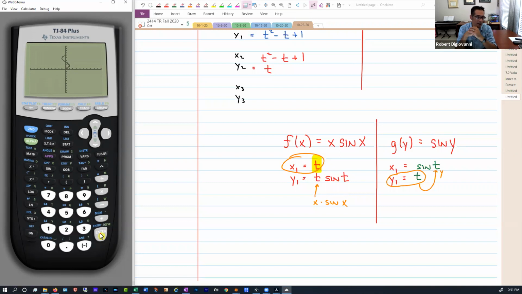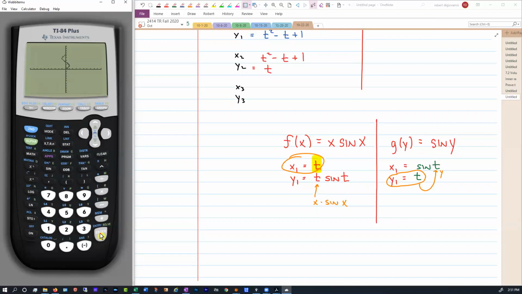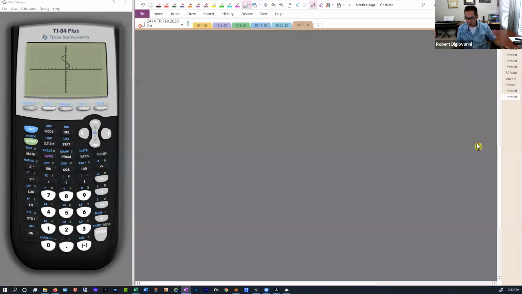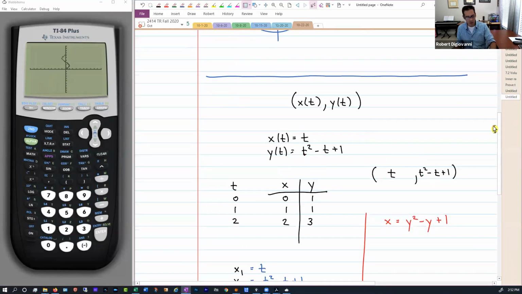But in theory now, you could graph, you don't ever have to change your mode on your calculator. You could just stay there for the rest of forever if you wanted to. These are called parametric equations.